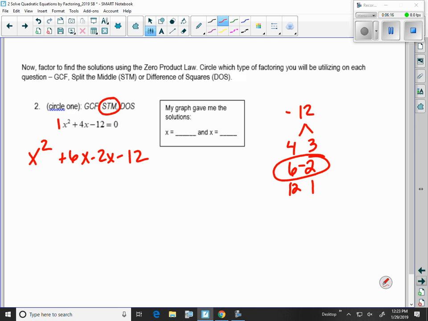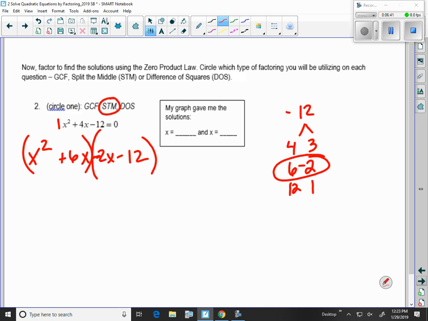So we're taking that 4x, we're splitting it into positive 6x and negative 2x. If you are retaking, this is what we did. We did factoring, so this is nice practice for you. All right, from here we group. Don't lose your signs. Make sure you keep your signs in there.